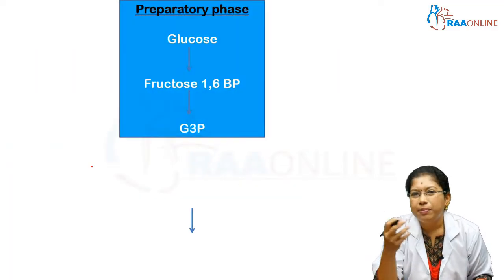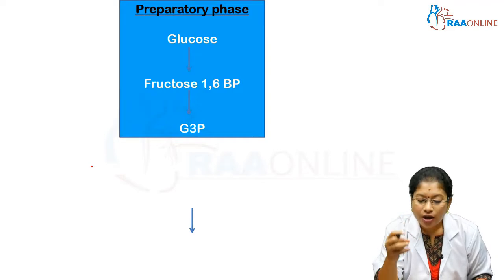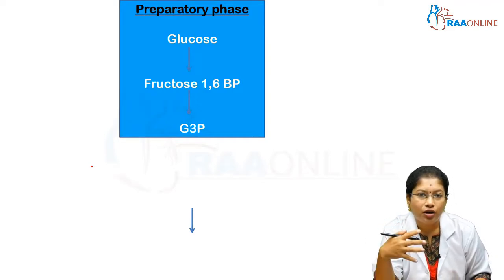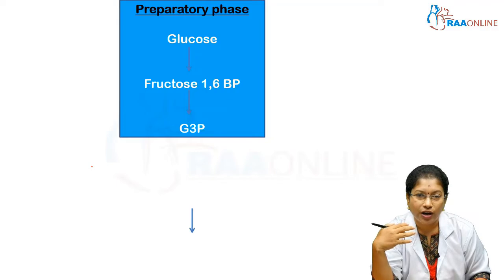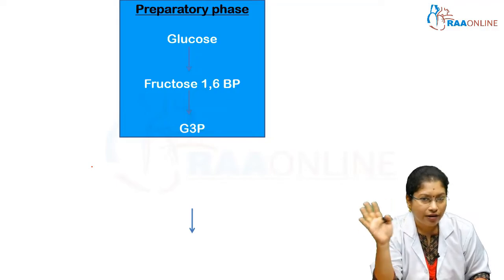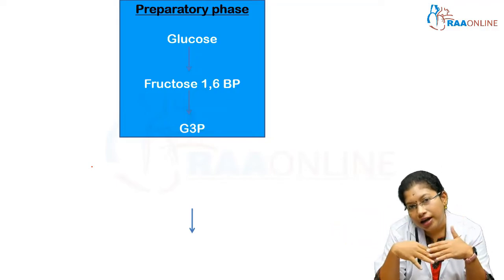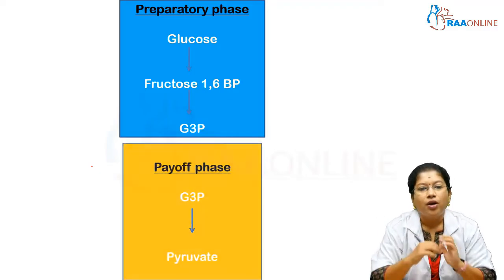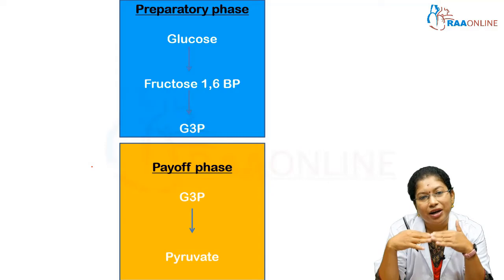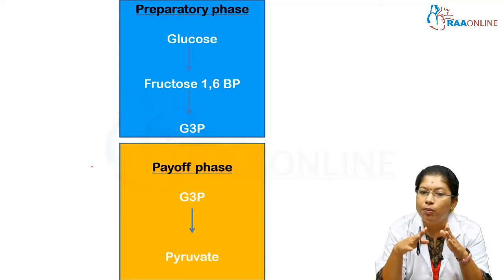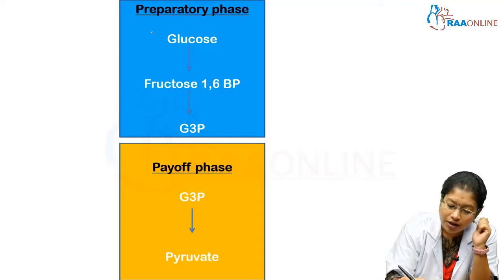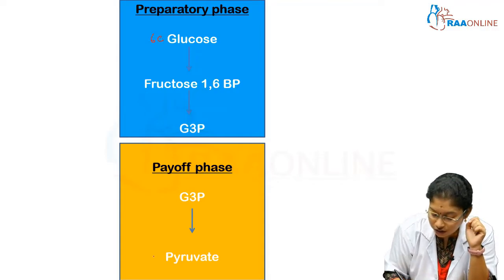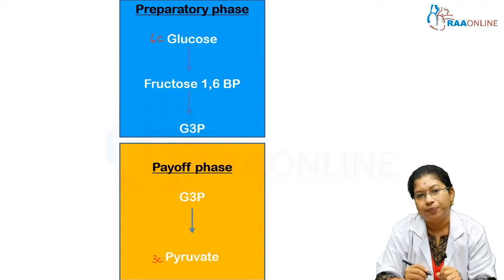So what happens in the preparative phase? Here you can see glucose is converted to fructose 1,6-bisphosphate and at last to glyceraldehyde 3-phosphate. This glyceraldehyde 3-phosphate then enters the payoff phase, where it is metabolized to the 3-carbon compound pyruvate. Glucose here is a 6-carbon compound which gives the 3-carbon compound pyruvate.